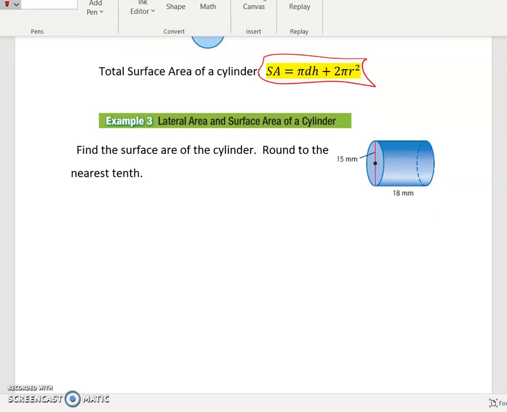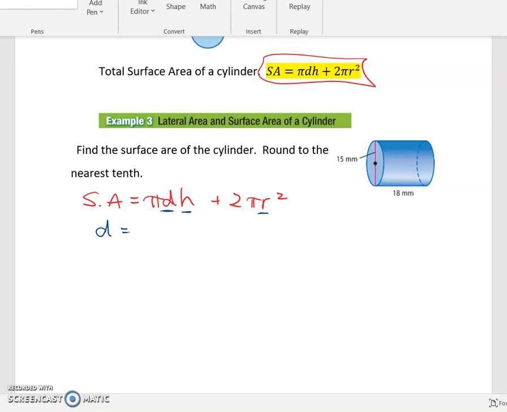So I've got a cylinder down here. My bases are my circles. And it says find the surface area of the cylinder. So my formula is pi times diameter times height plus 2 times pi times radius squared. So I'm going to identify all of those parts that I need. I know what pi is. What's my diameter, what's my height, and what's my radius?